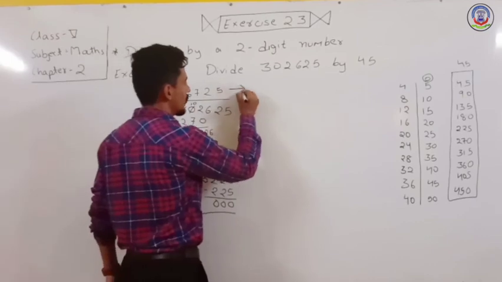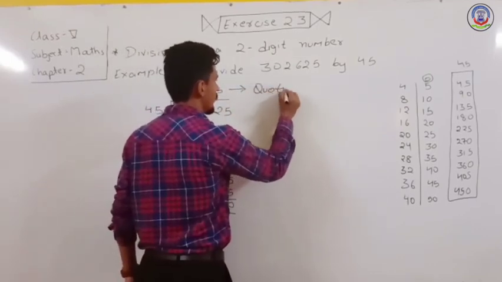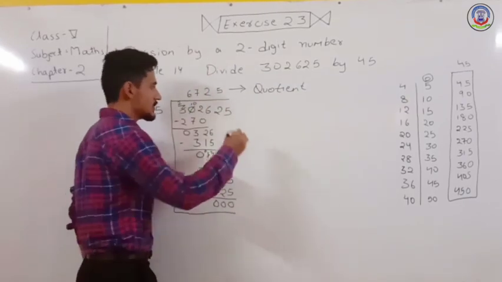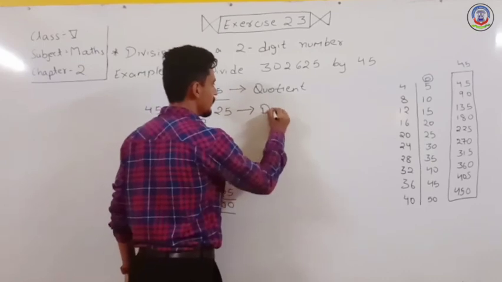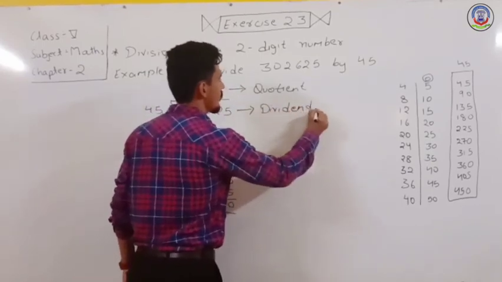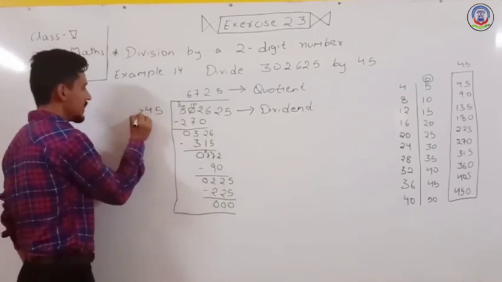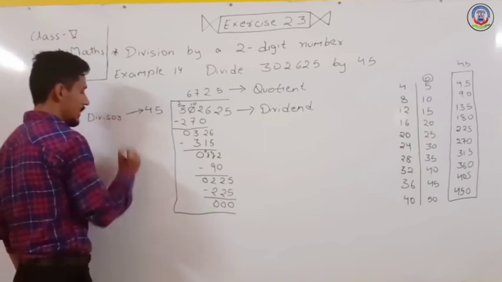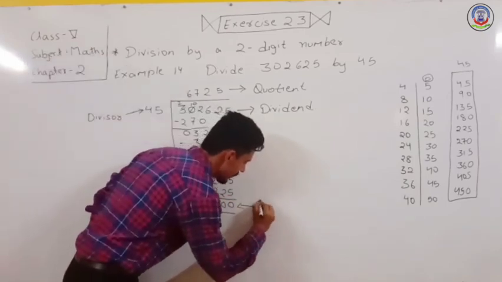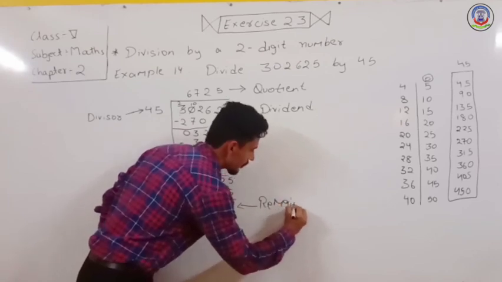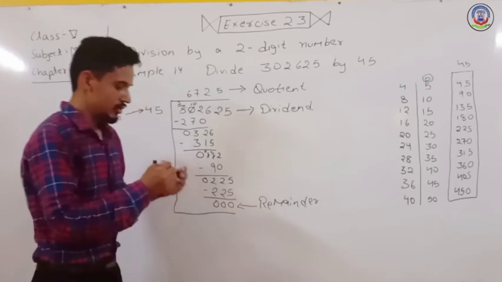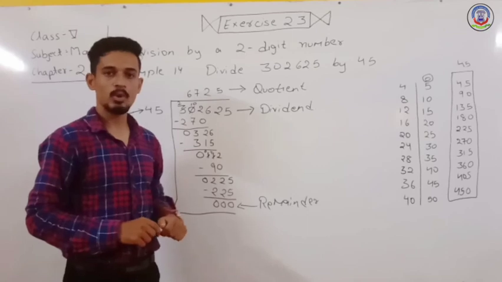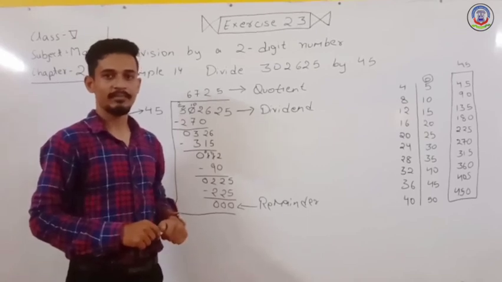So from this we can get the quotient 6725. In this we have the dividend. This is the divisor. And this is the remainder. So as this we have to solve the division of large numbers. Okay. Thank you.